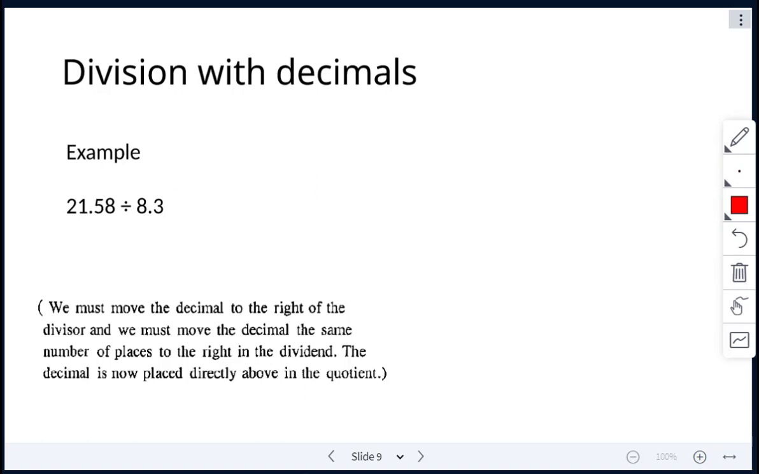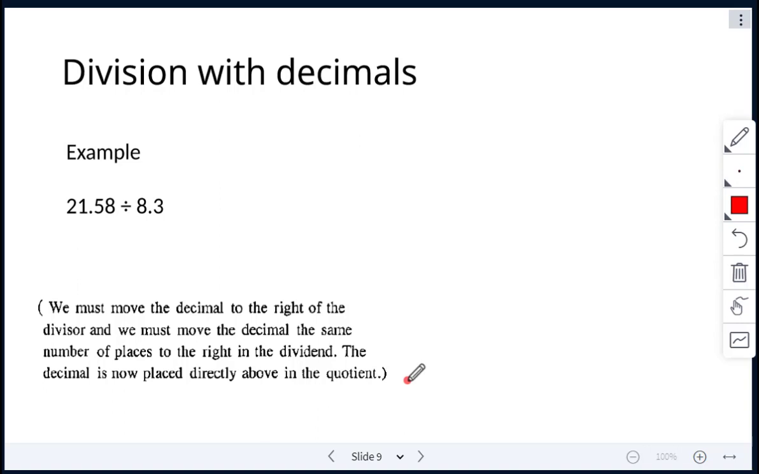Lastly, we are looking at division with decimals. So here we have 21.58 divided by 8.3. So when we're setting up our division, we're going to move our decimal places. Okay, so we have to move the decimal place to the right of the divisor, and then you're going to move the decimal place the same number of places to the right in the dividend. Okay, and then after that, the decimal gets just placed directly above in the quotient.